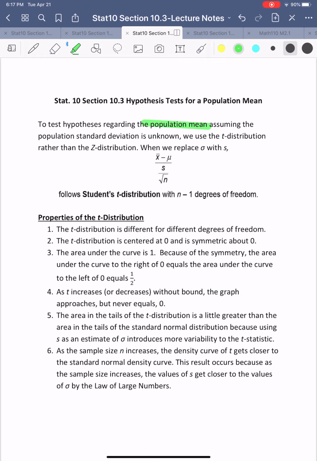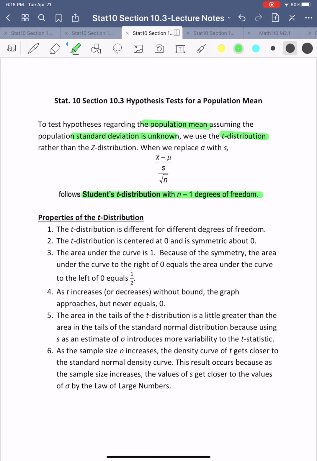assuming that the population standard deviation is unknown this time, you will use the t distribution rather than the z distribution, where we replace the sigma with the s. So when we have a population proportion, we use a z distribution, and for the population mean, we use a t distribution, and when we have a population standard deviation, we use the chi-square distribution. So we are using different distributions, okay? It follows the student t distribution with n-1 degrees of freedom.